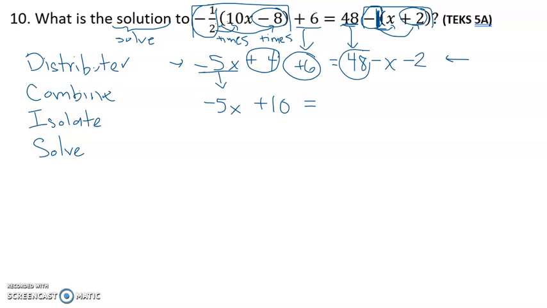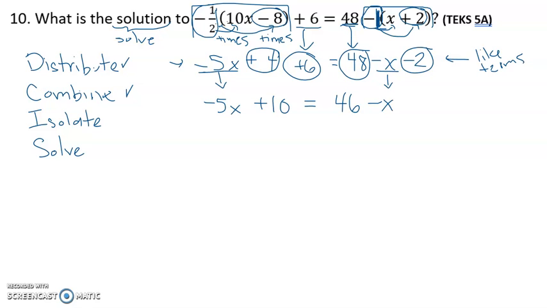So I have this 48 and I have negative 2, right? We're looking for those like terms, constants with constants, variables with variables. Negative x is not part of it because it's an x. All right, 48 minus 2 is 46. And now I just bring down the negative x with the sign with the variable. Okay, we've combined like terms.